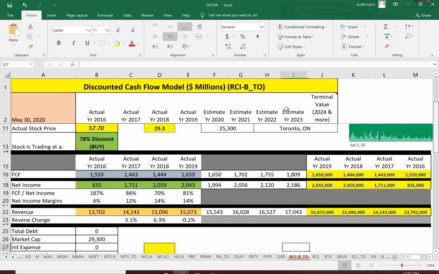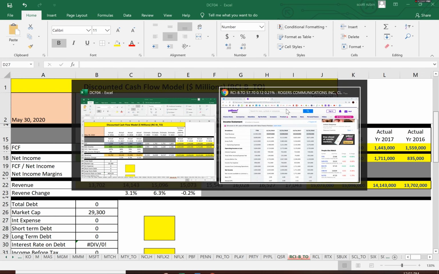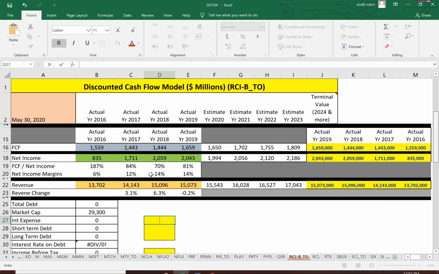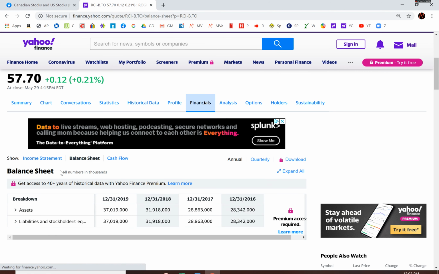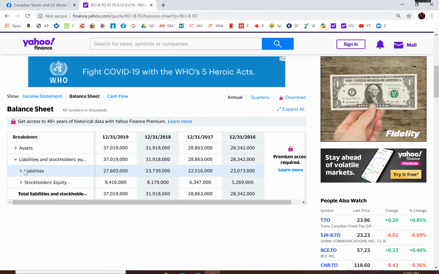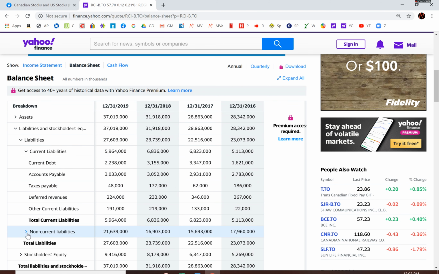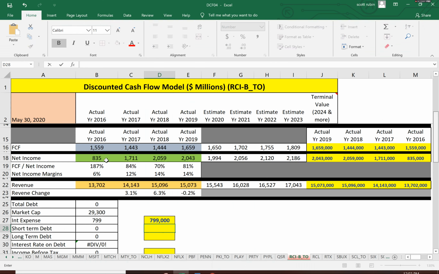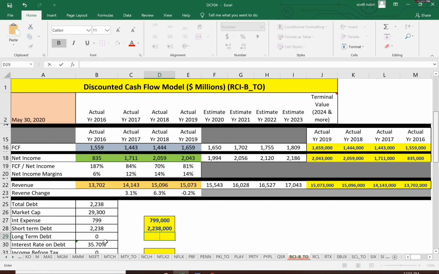And now that we have all the inputs, we need to figure out the capital structure of this company so we know what to discount the cash flows by. So let's get the interest expense. That's the interest on the debt. That's 800 million. And to figure out how much debt they have, let's go to the balance sheet. In the liabilities section, we need the current debt and the non-current debt. So the current debt is 2.2 billion and the long-term debt is 16 billion.